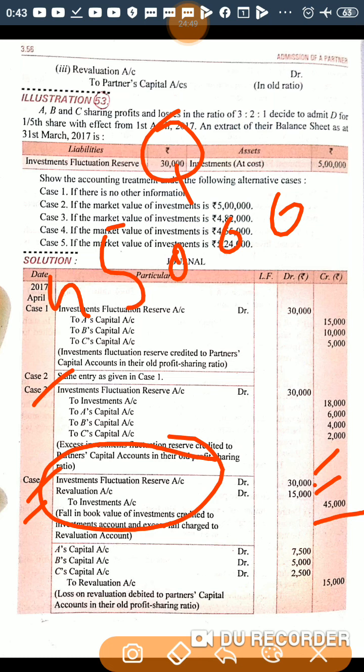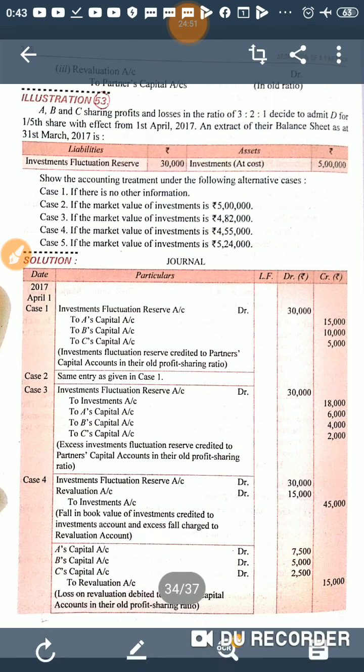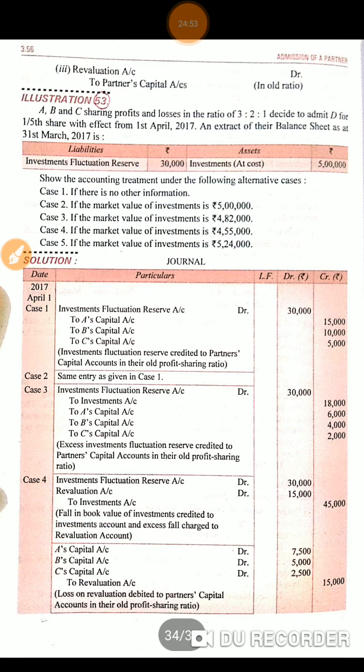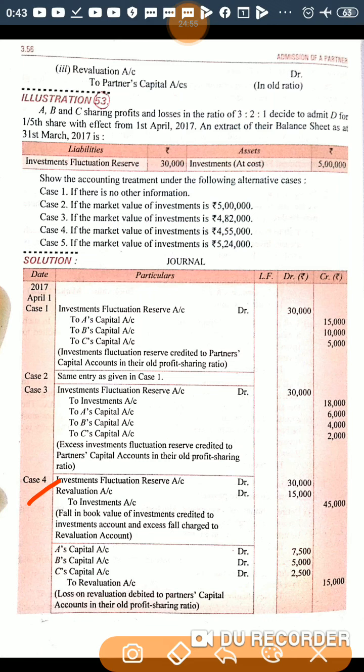And now this loss of 15,000, which you have debited in the revaluation account, will be borne by the old partners in their old ratio. It has a debit balance, so it should be credited, and the old partners should be debited in their old ratio.